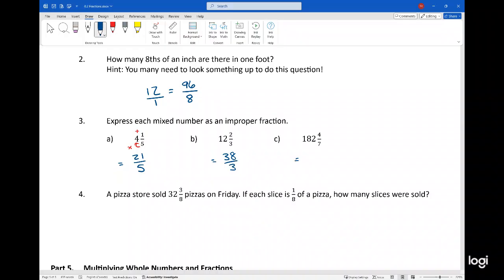And this one, unfortunately, looks like we're going to pull out a calculator unless you're good with mental math. Incidentally, I'm good with mental math, but I lose track of things easily, so I will use a calculator for this one. 182 times 7 is 1,274. So that's going to give us that plus 4 is 1,278 over 7.